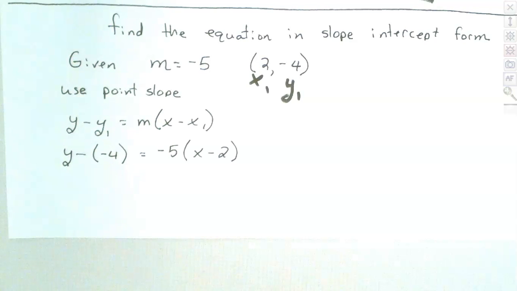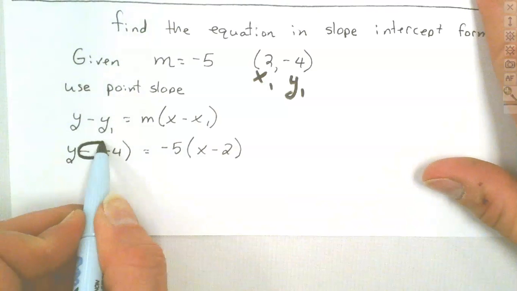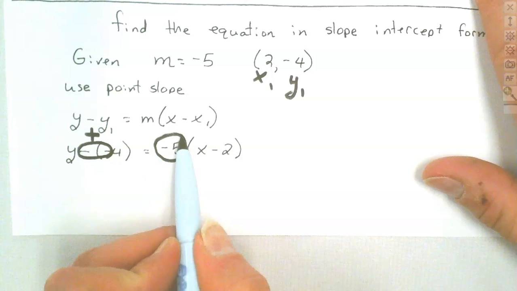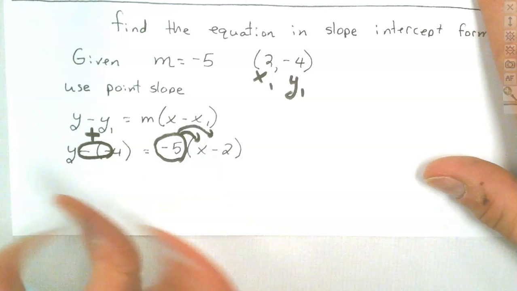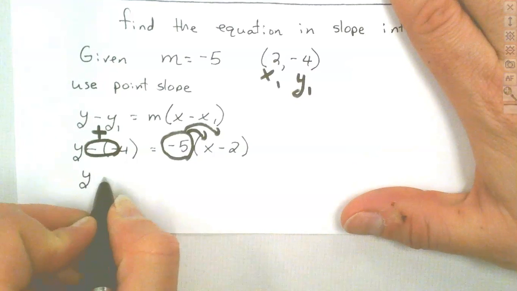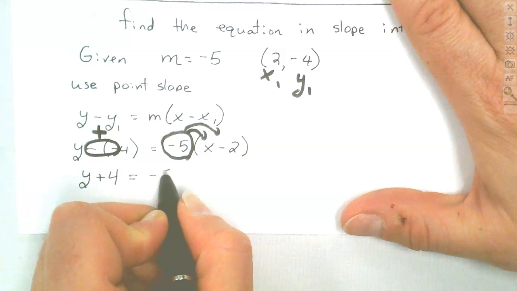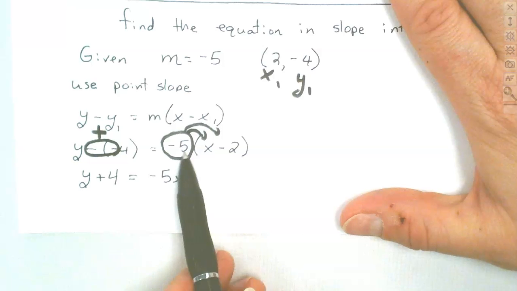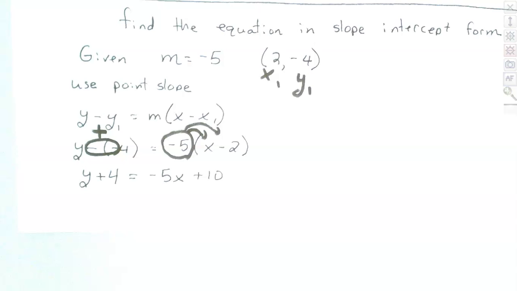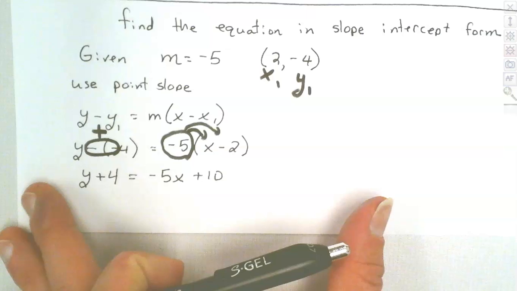So again, be very, very careful of those double negatives. We know this double negative here is going to make that a positive value. We're going to distribute that -5 through. So that leaves me with y plus 4 equals 5x. Negative and negative makes it a positive 2. Oh, sorry, positive 10. My mistake. So positive 10 there. Now, what do we want our answer to look like?